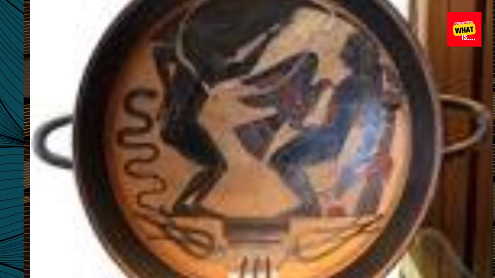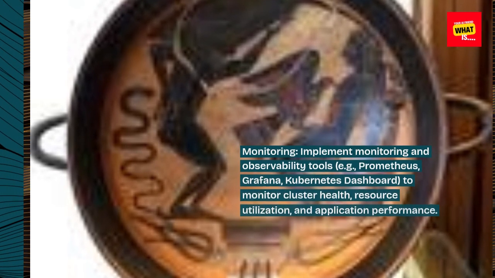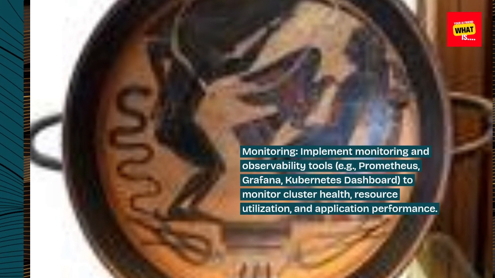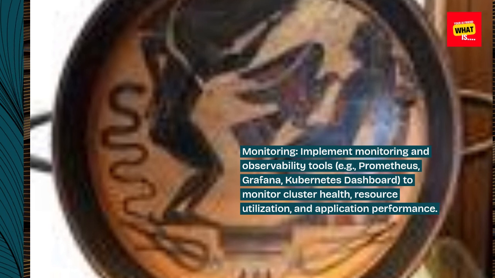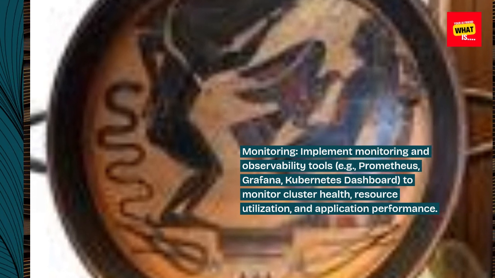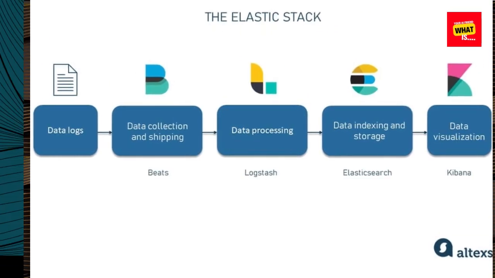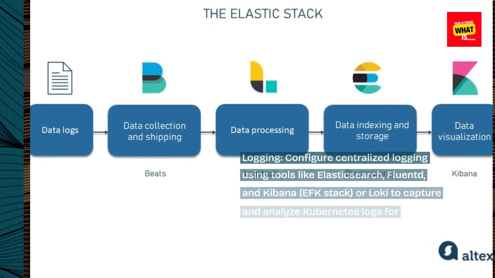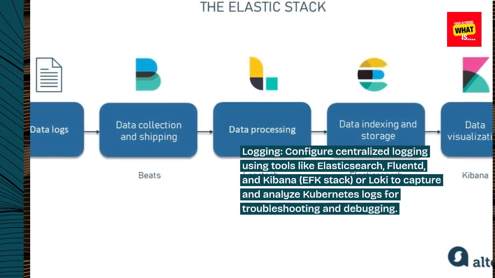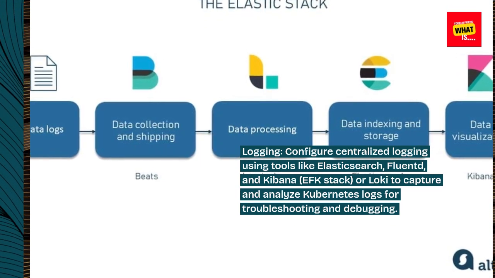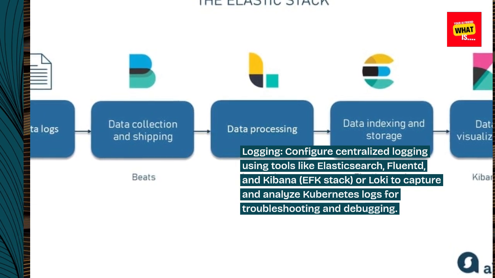7. Monitor and manage the cluster. Monitoring: implement monitoring and observability tools, e.g., Prometheus, Grafana, Kubernetes Dashboard, to monitor cluster health, resource utilization, and application performance. Logging: configure centralized logging using tools like Elasticsearch, Fluentd, and Kibana, the EFK Stack, or Loki to capture and analyze Kubernetes logs for troubleshooting and debugging.